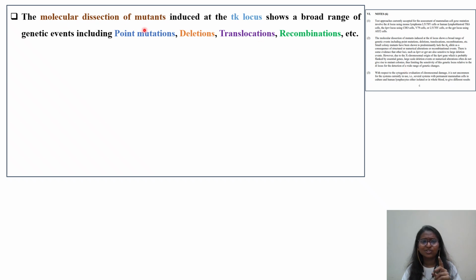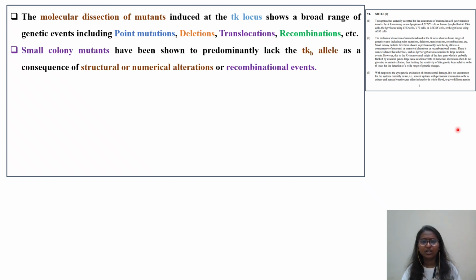The molecular dissection of the mutants induced at the TK locus. So in the DNA also, different loci will be there. Particularly the TK locus shows a broad range of genetic events taking place. What are those events? Including point mutations, deletions, translocations, and recombinations. Small colony mutants have been shown to predominantly lack the TK b allele. So whenever small colony mutants are there, particularly this TK b allele is lacking as a consequence of structural or numerical alterations or recombinational events.